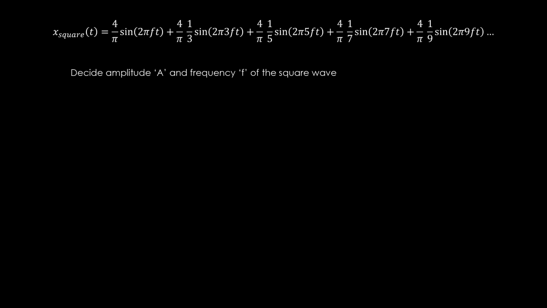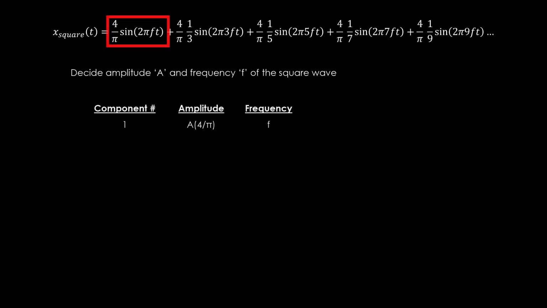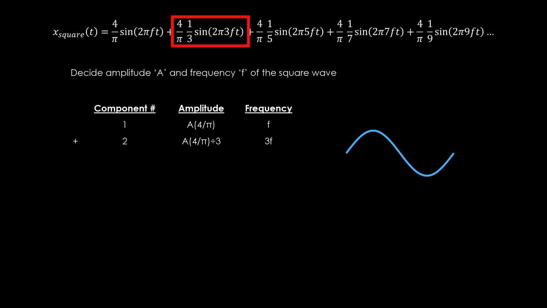The first step is to decide what amplitude and frequency we want for the square wave, say A and F. So we start with the first component, which is going to have an amplitude A times 4 over pi and frequency F. Then we add the second component, which is going to have an amplitude A times 4 over pi divided by 3 and frequency 3F. Since we are adding a small trough to a large crest, the result will have a small cavity in its crest.